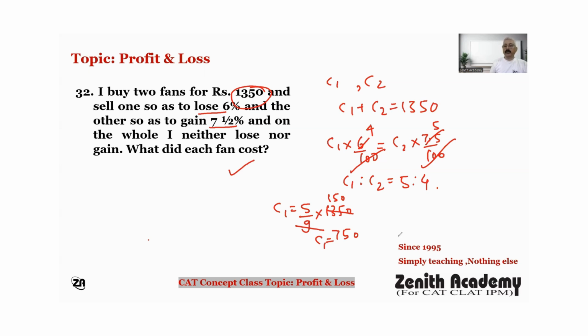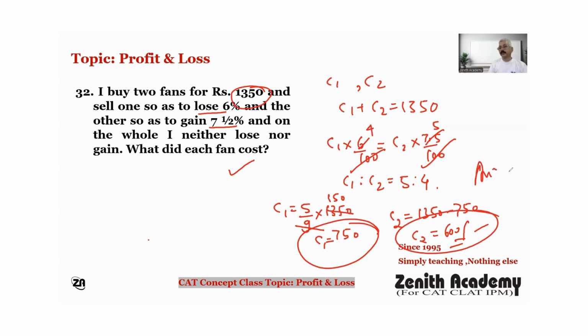C1 is 750. So C2 is 1350 minus 750, which is 600. Okay, so these are your answers. Neither loss nor gain. It simply suggests the loss amount and gain amount both are same. This is an important point in this question.